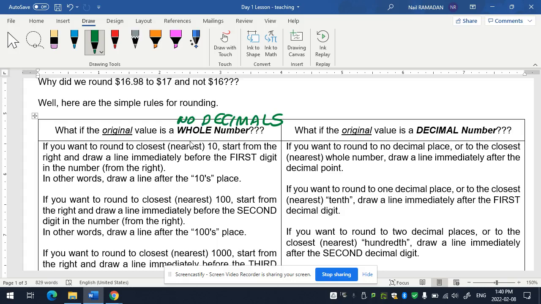Okay. If you want to round to the closest 100, then you still put a line, but not after the first digit, after the second digit. If you want to round to the nearest 1,000, then you put a line, not after the first, not after the second, but after the third. And now you get the process. So basically, depending on how many zeros there are, if there is 1 zero, you put it after the first. 2 zeros, you put it after the second. 3 zeros, you put it after the third.